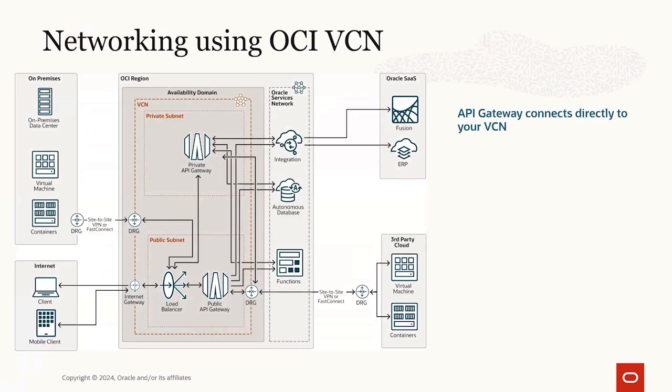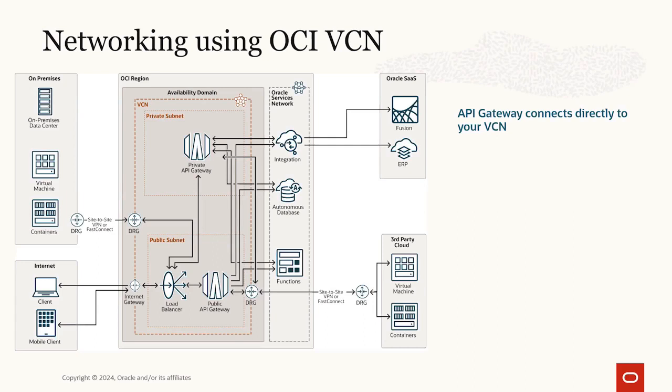Now, if we dig a little bit deeper into the networking layer here, you're going to see we have an API gateway in a public subnet and an API gateway in a private subnet. And really the difference here is about accessibility. So we're going to have APIs that are exposed publicly to mobile web clients, end users accessing over the public internet. We'll need those in the public subnet for accessibility reasons.